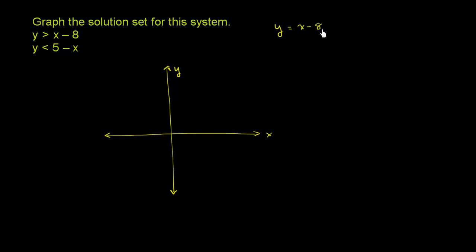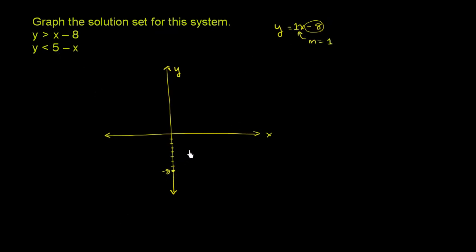So the y-intercept here is negative 8. When x is 0, y is going to be negative 8. So we just go negative 1, negative 2, 3, 4, 5, 6, 7, 8. So that is negative 8. The point 0, negative 8 is on the line. And then it has a slope of 1. I could write it as 1x. So the slope here is going to be 1.